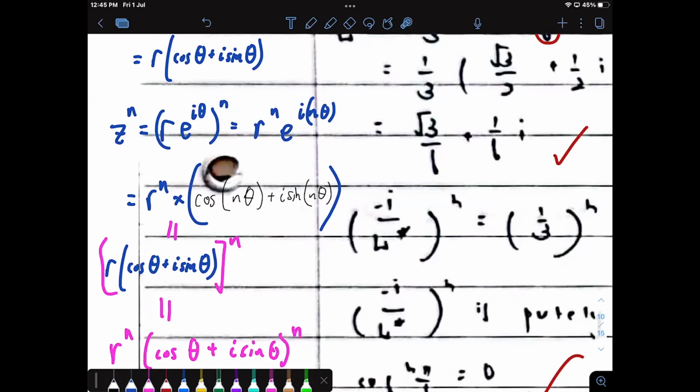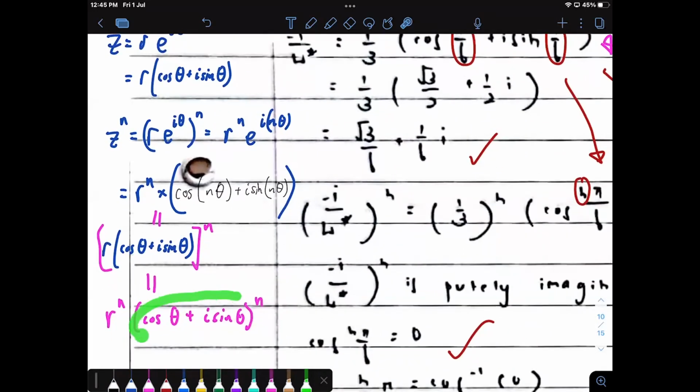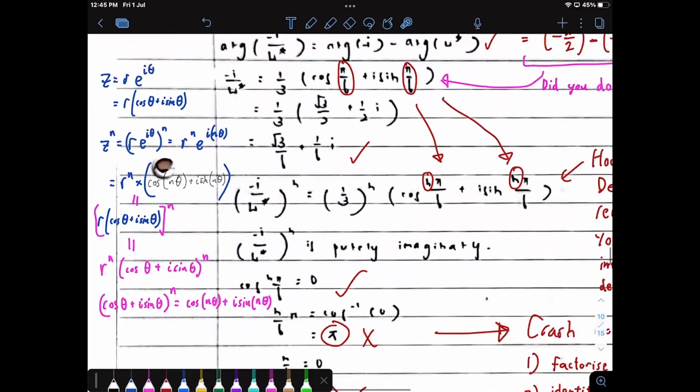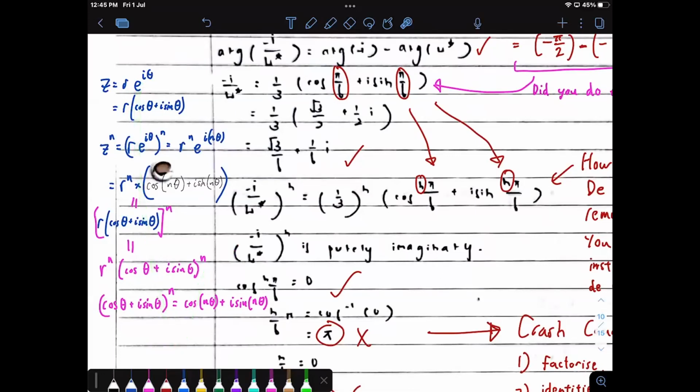Then we have proven something very magical. Whenever you have cosine theta plus i sine theta, bracket raised to the power n, you just need to bring the n inside. The conclusion is that cosine theta plus i sine theta, the whole thing raised to the power n, is just cosine of n theta plus i sine of n theta. This is in Further Maths. You are not supposed to know this. If you want to use it, you need to prove it. I don't recommend proving it.